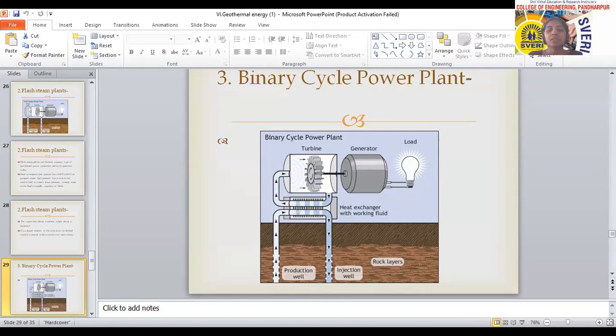The next, third type of harnessing the energy is the binary cycle power plant. On the screen you can see the image of the binary cycle power plant. What is the difference as compared to the dry steam plant and the flash steam plant? Who will tell me the difference? I am asking about the constructional differences. On the screen you can see the construction of that power plant. What is the difference here in the construction as compared to the last two types?